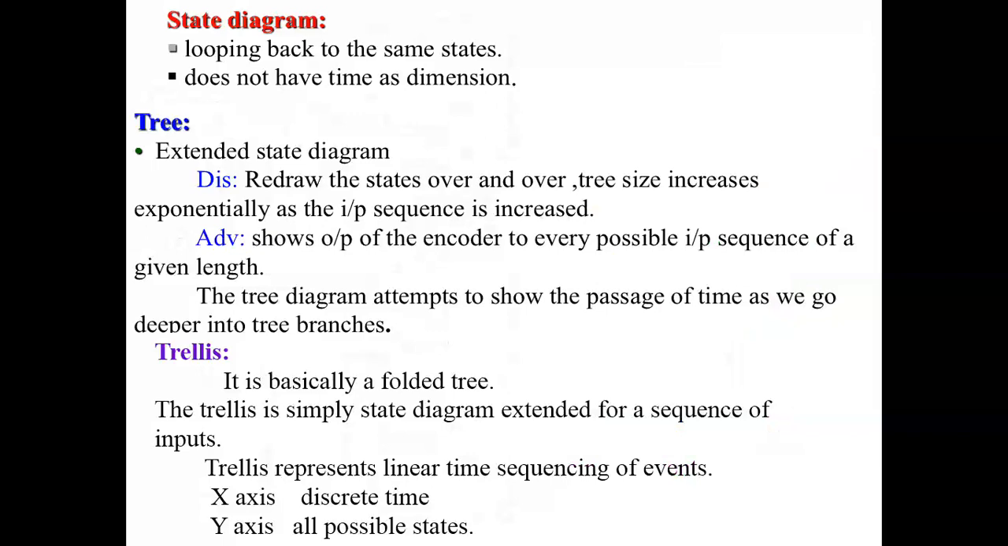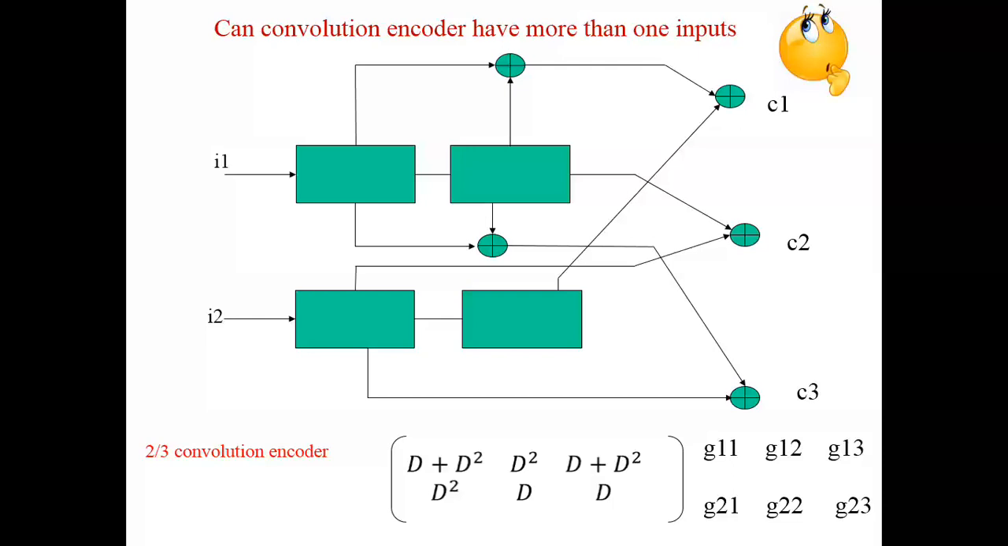Now if we go to this particular encoder, this is a little bit tricky but very easy to understand. How many inputs are there? 2 inputs. So this encoder is accepting 2 inputs at a time. And how many outputs is it producing? 3 outputs. So what is the specification of the encoder? It is a 2x3 convolutional encoder, 2 inputs and 3 outputs. Right, now how many total generating functions will be there? 2 inputs into 3 outputs. So 2 into 3 is 6.